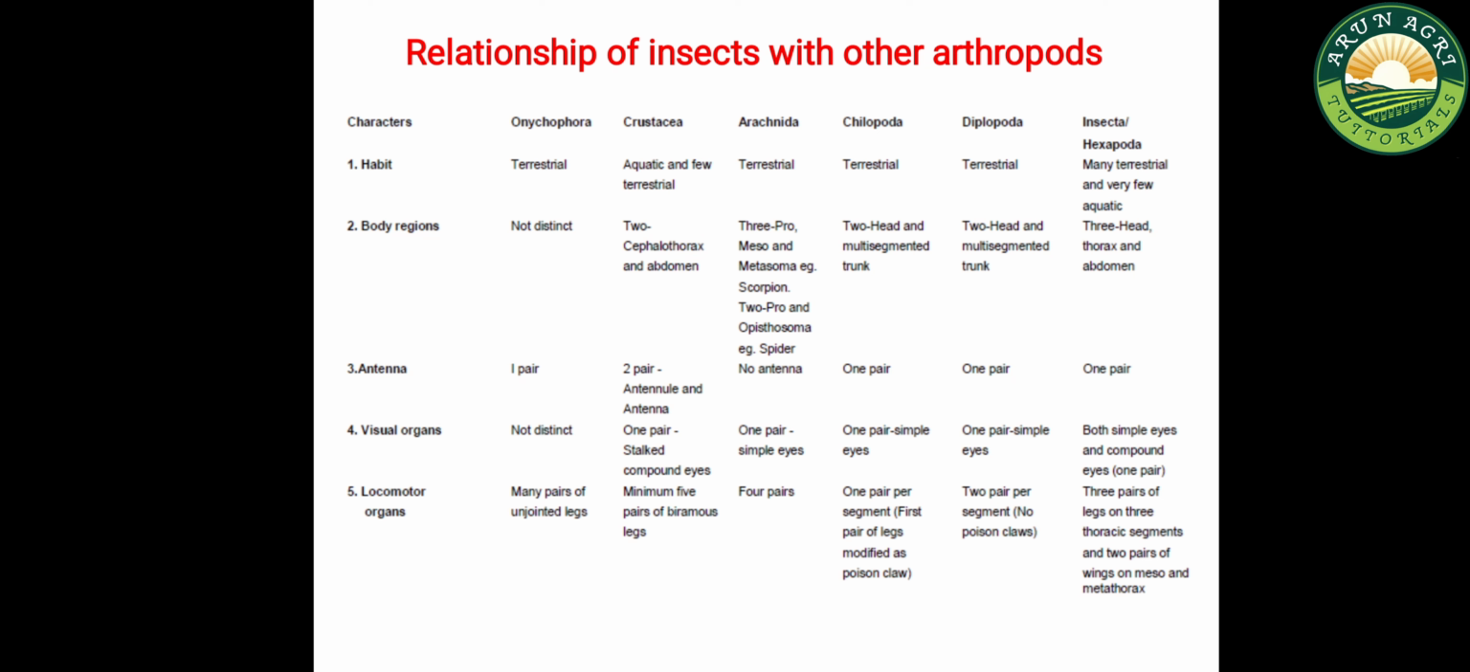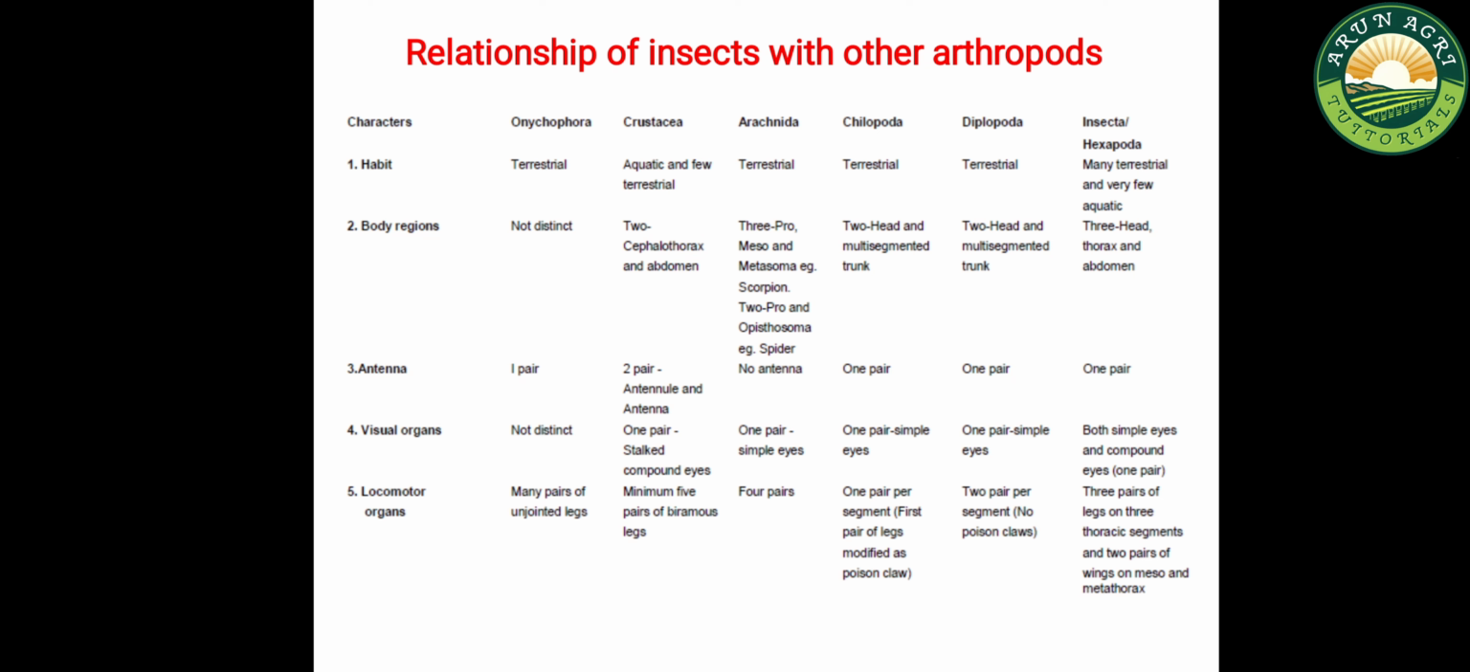And with respect to the body regions, in onychophora it is not distinct. We can't see any proper segmentation there. And in case of crustacea, there are two important segmentations. The first one is called the cephalothorax, which is a combination of both head and thorax, and then the abdomen. And in case of arachnida, there are totally three regions. In scorpion, they are called prosoma, mesosoma, metasoma.